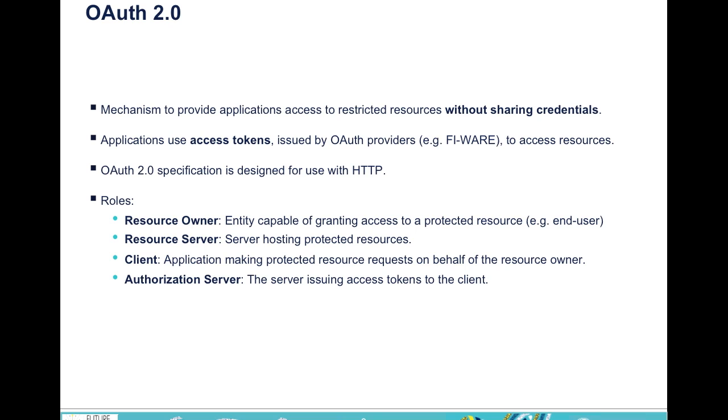The resource owner, which typically is the user who wants to grant access to a protected resource. The resource server is the place where the resource is hosted. The client is the application that accesses the protected resource on behalf of the resource owner using these access tokens. And the authorization server is the service that issues access tokens to the clients.